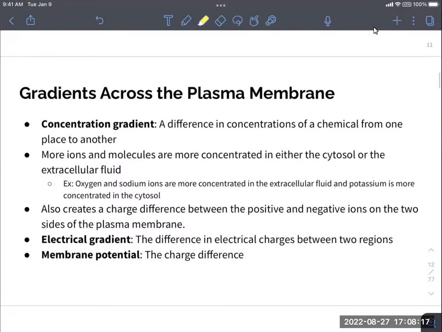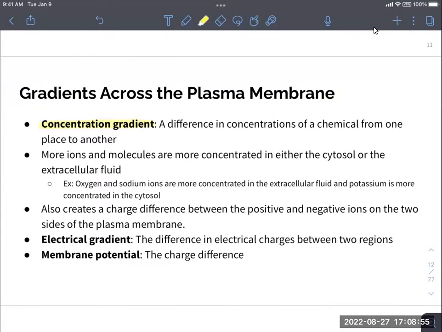When we're moving ions, substances, substrates from one side of the membrane to the other, they are moving along what's called a concentration gradient. A concentration gradient is a difference in concentrations of a chemical from one place to another. Like one side could be more positive, one side could be more negative. The cells try to even themselves out. One side could have more water, one side could have less water. They try to even themselves out.